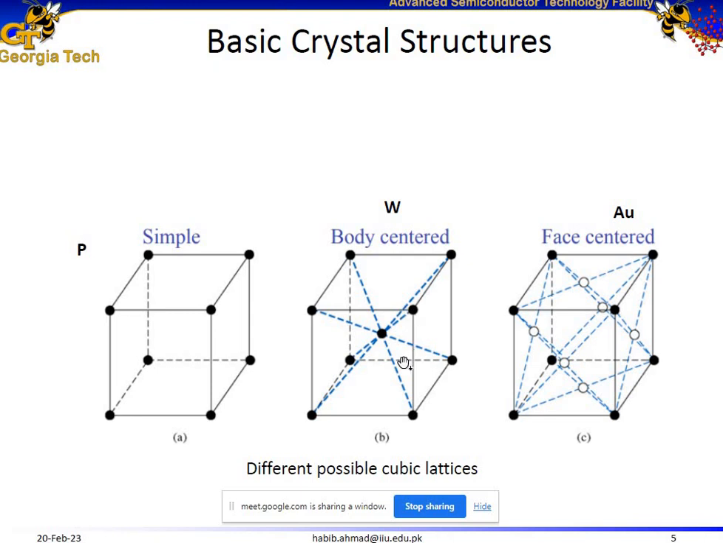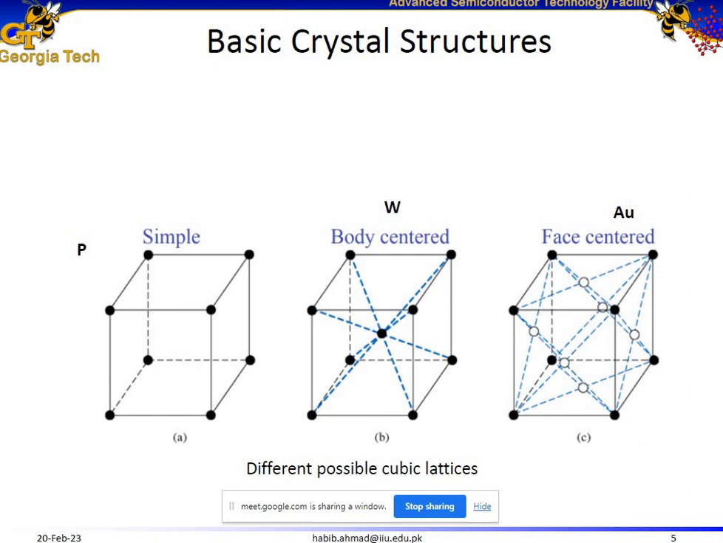Another kind of structure is called the body-centered cubic. It's similar to the simple cubic structure, but in body-centered cubic, we have an additional atom in the center of the cube over here. Tungsten, by the way, is an example of body-centered cubic structure. Another kind of structure is the face-centered cubic structure.